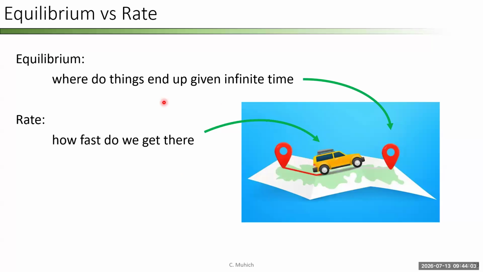Okay, I just want to hone in on the difference between equilibrium and rate. Equilibrium is where things end up at infinite time. So think about this: you're doing a car trip from one side of the country to the other. Equilibrium is where we end up, and rate is how fast we get there. And so we may end up going at a very slow rate, so we may never get to equilibrium. With some of these undesired reactions, that's what we want. We want to go so slow that they don't actually happen.